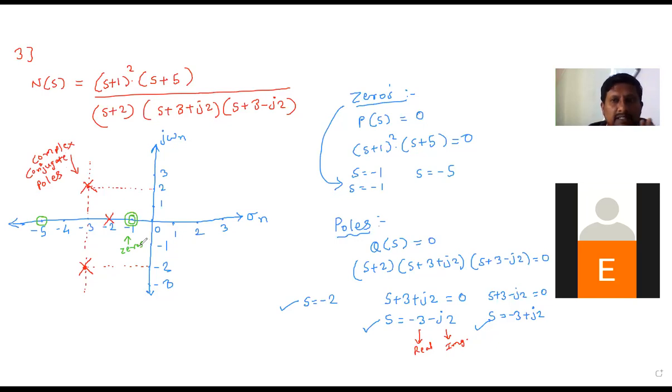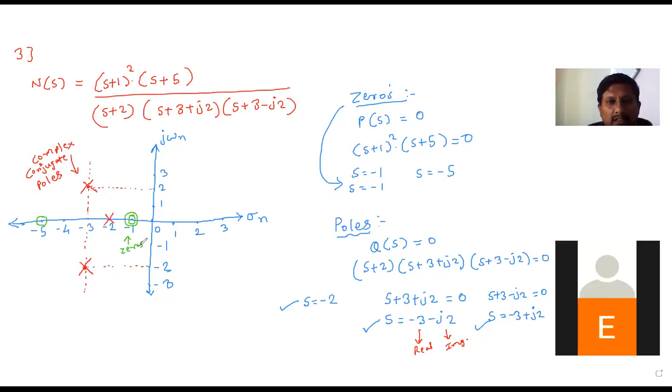So these are the examples we have taken of how to plot the poles and zeros of the network function in the s domain. Everyone understood? Any doubt? Any questions? Yes or no? No, sir. Okay, everyone understood?